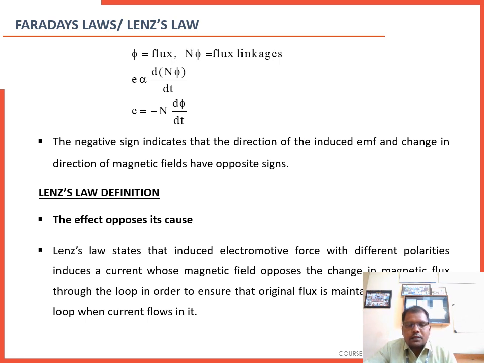Lenz's law is used to identify the polarity of the induced current. The induced current flows in the opposite direction, which is why E equals minus N times d phi by dt. The negative sign indicates that the direction of the induced EMF and the change in the magnetic field have opposite signs.